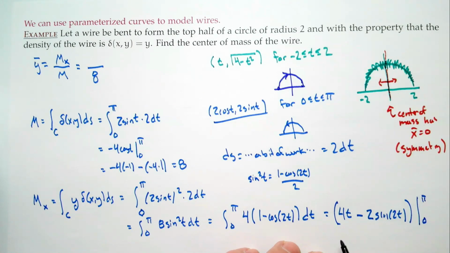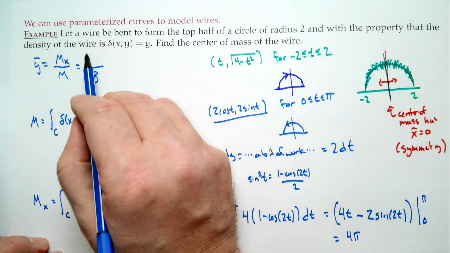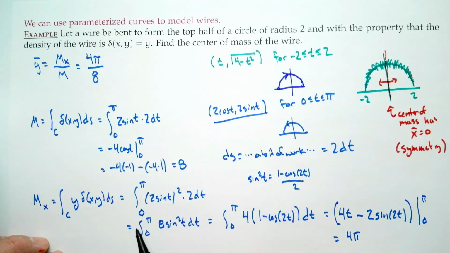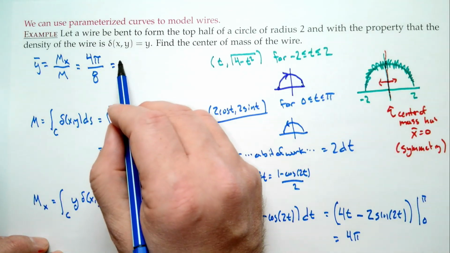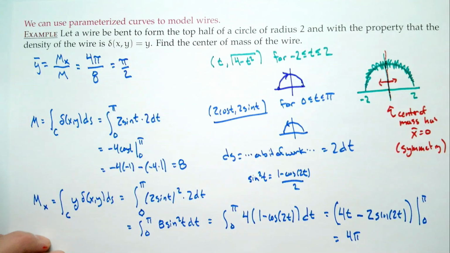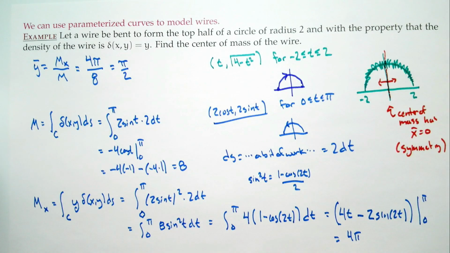Evaluate from 0 to pi. And we plug these things in. Well, plug in pi, you get 4 pi. When we plug pi into 2 sine of 2 pi, what do we get? 0. Okay, now plug in 0. 0 times 4, 0. Plug 0 into sine, 0. So our m sub x is 4 pi. So that goes here, 4 pi. And therefore, our y bar is pi over 2. Well, what is that? Pi is about 3.14, so pi over 2 is about 1.57.